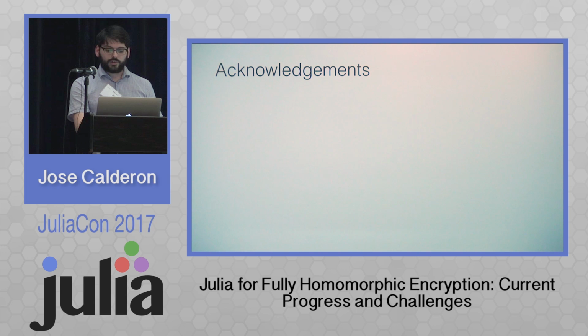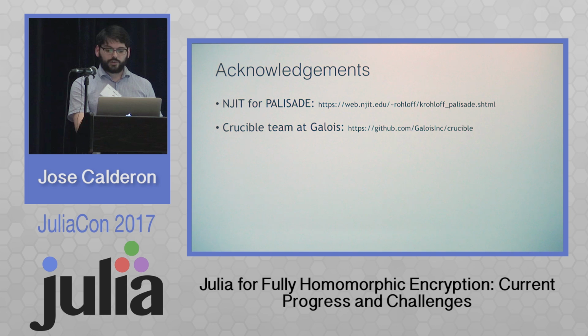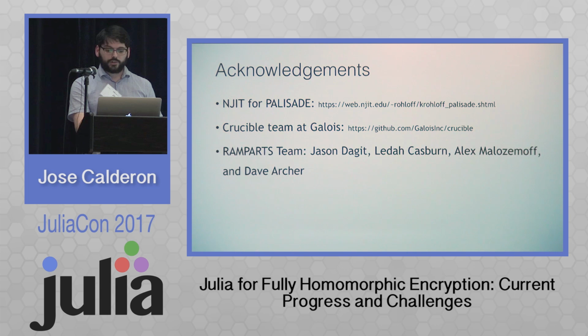Okay, and I have some acknowledgements. The New Jersey Institute of Technology for Palisade, it's quite an engineering feat that they've accomplished. FHE is no simple task, and they've made it as simple as possible, and we were able to use it programmatically, which is pretty great. The Crucible team at Galois, so I'm not on that team, but they made this symbolic execution engine, and they made it as generic as possible. So even though they designed it for LLVM, we were able to tweak it enough to use it for Julia, or as much of Julia as we currently can. And then the Ramparts team that I'm on have been great. We've only been working on this for about 6 months, and it's pretty amazing how far we were able to get, mostly because this team really knocked it out of the park.